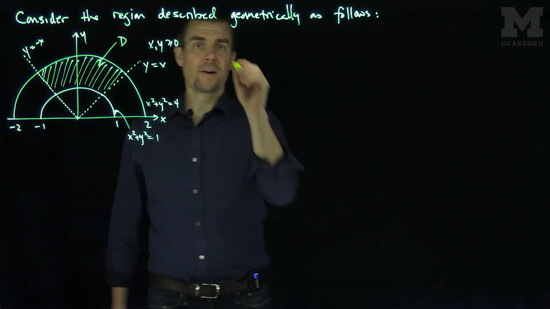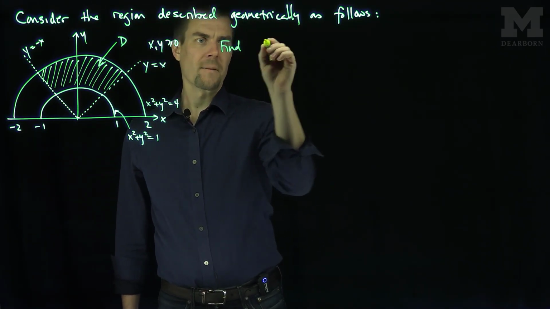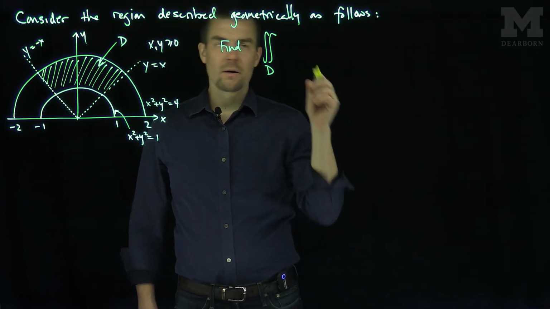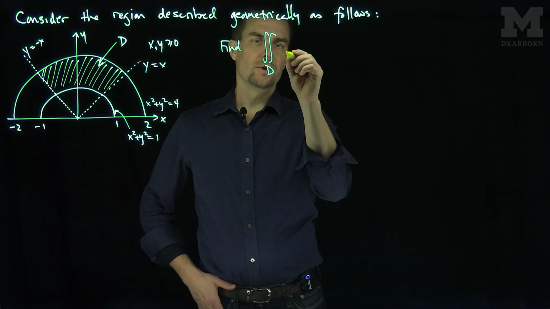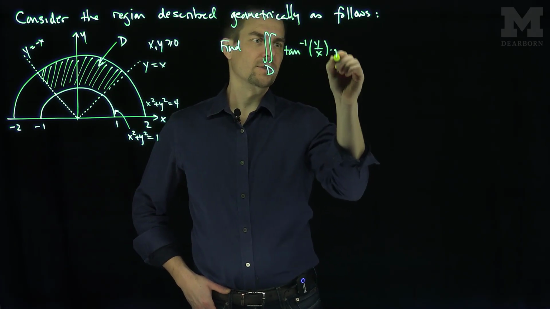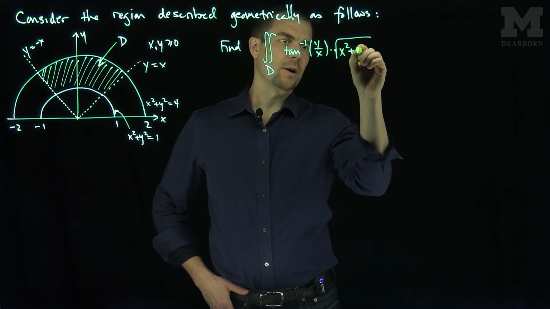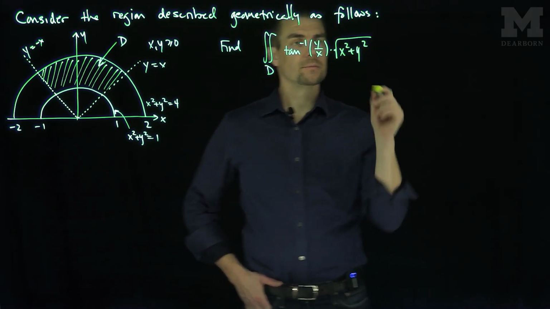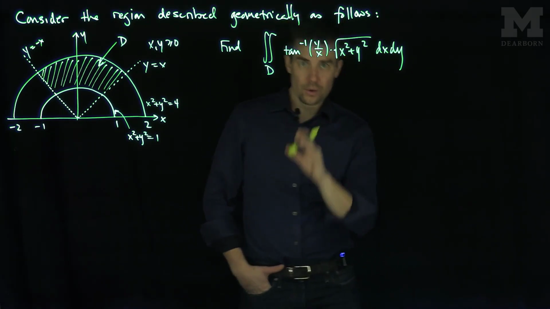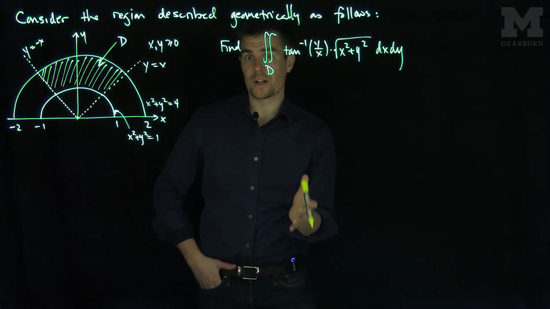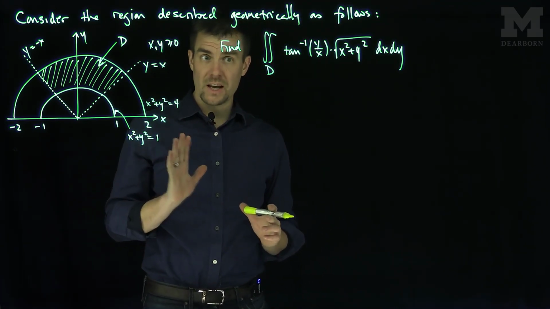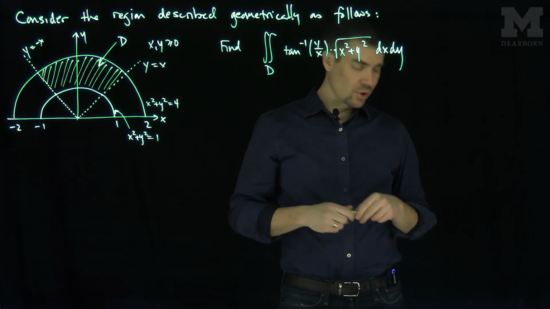What I'd like to do is find the double integral over this region D of the inverse tangent of y over x times the square root of x squared plus y squared, dx dy. Now this integral looks like a mess in Cartesian coordinates. I don't even have what the x and y limits are doing. I'm just writing the integral over D. What I'd like to do is change this region to polar coordinates.